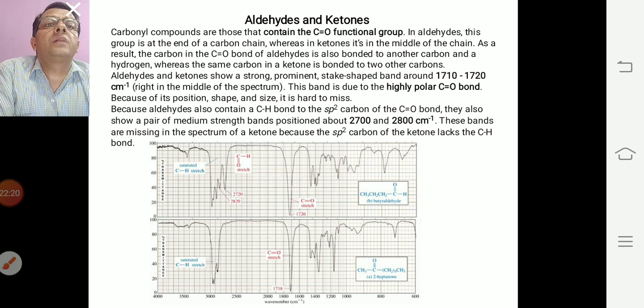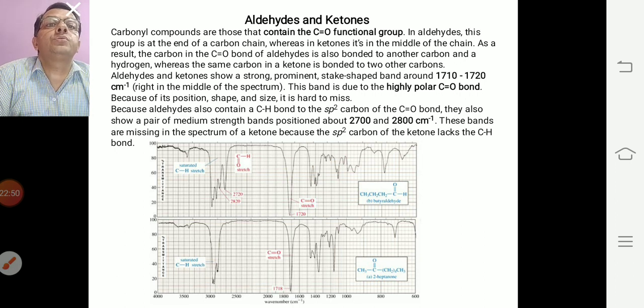Carbonyl compounds are those that contain the C double bond O functional group. In aldehyde, this group is at the end of the carbon chain, whereas in a ketone, it is in the middle of the chain. As a result, the carbon in the C double bond O bond in aldehyde is also bonded to another carbon and a hydrogen, whereas the same carbon in a ketone is bonded to two other carbons.